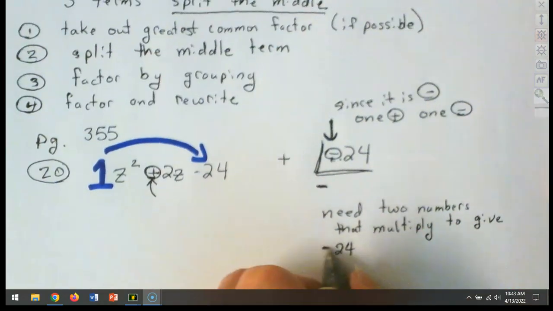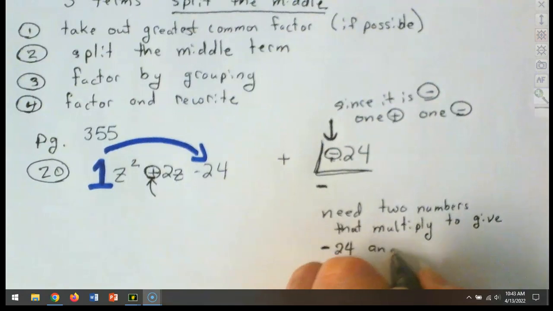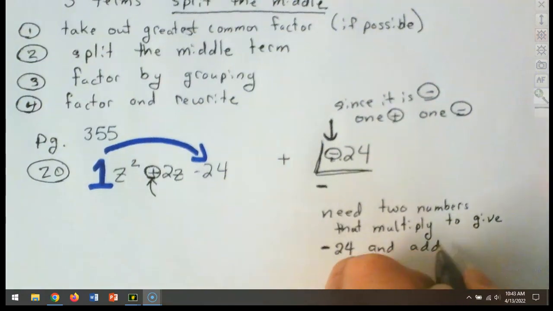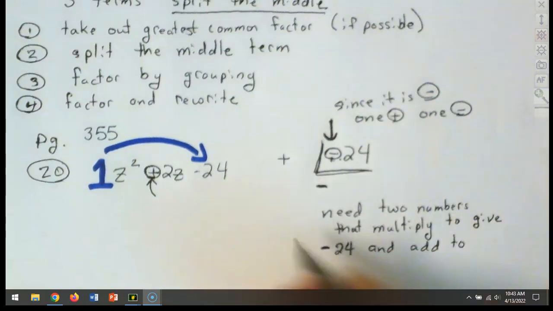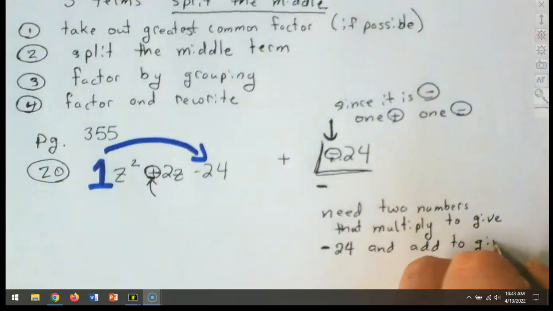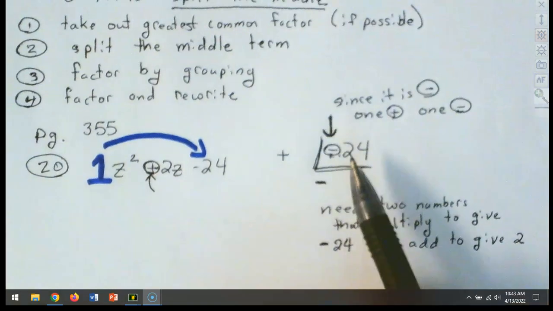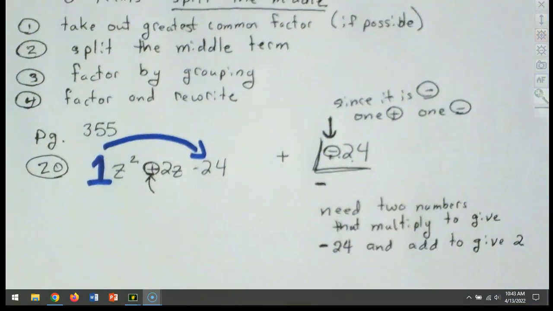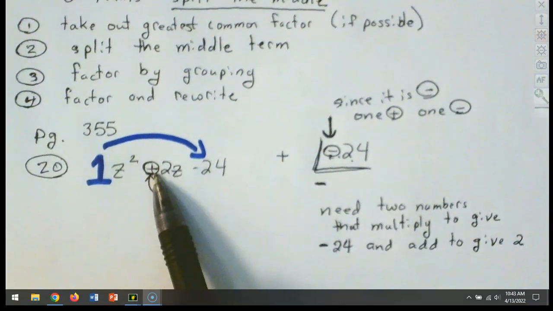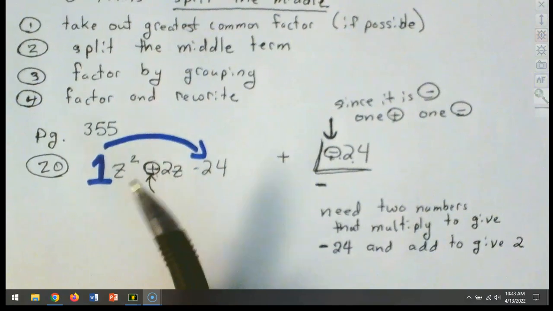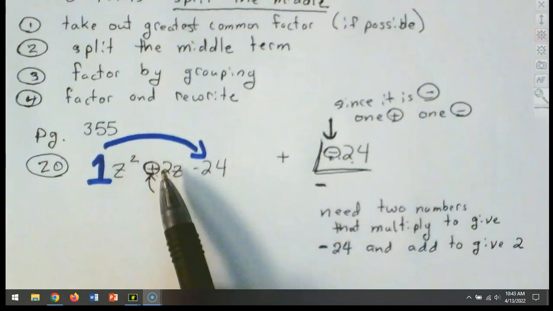Or sorry, negative 24 there, and add to give 2. So they're going to multiply together to give you this number in the box, and they're going to add together to give you that 2 in the middle. So multiply together to give you here, add together to give you there.